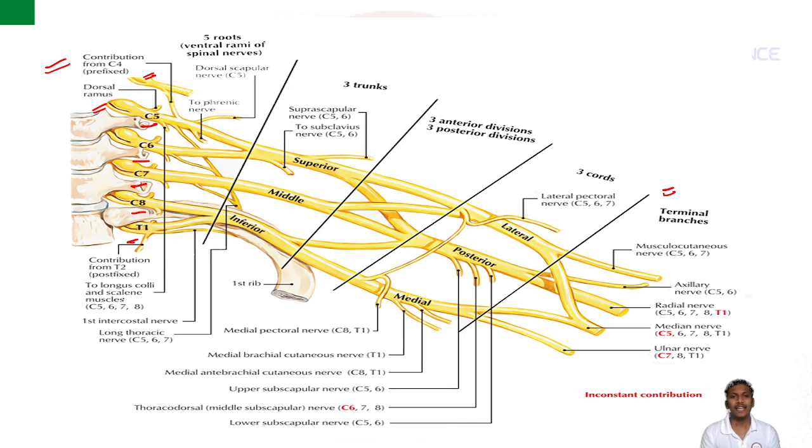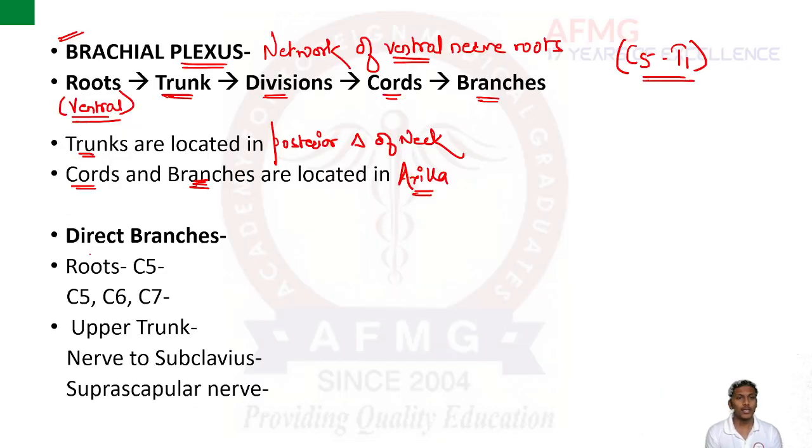Next, if I talk about the direct branches. Now to understand direct branches, you can see over here that usually the nerve roots come together, then trunks, then divisions, then cords, and finally there are some branches either arising from the cords or the terminal branches. But there are some nerves which directly arise from the nerve roots itself, like this one or this one. So these are the two nerves which directly arise from the roots.